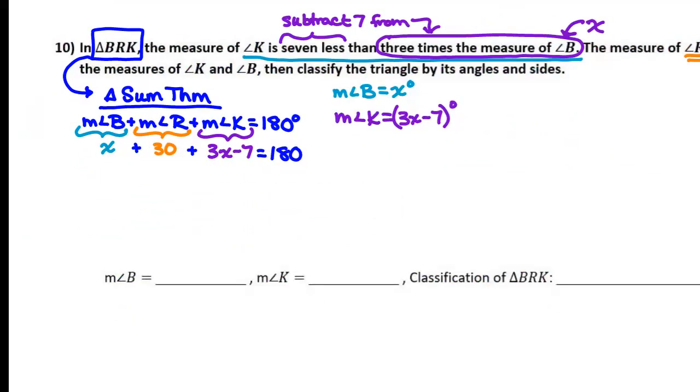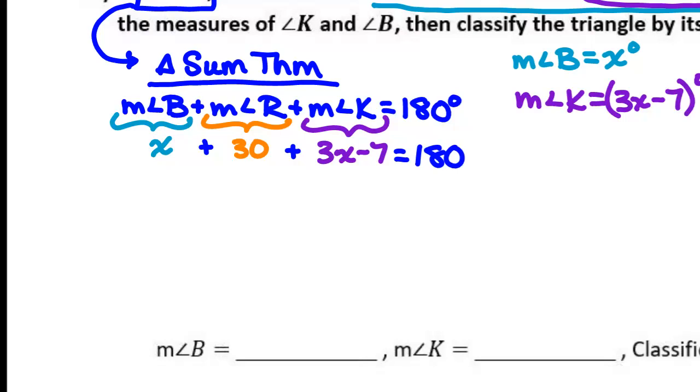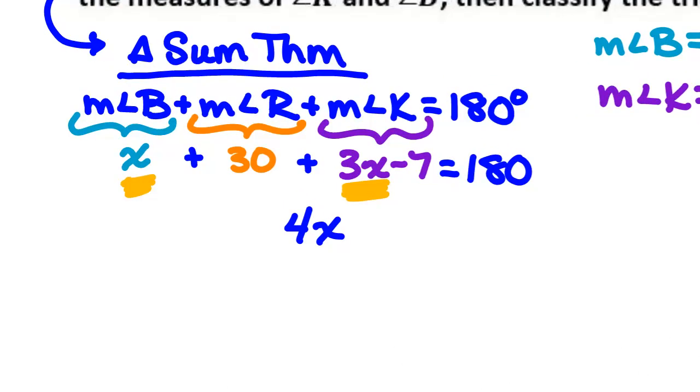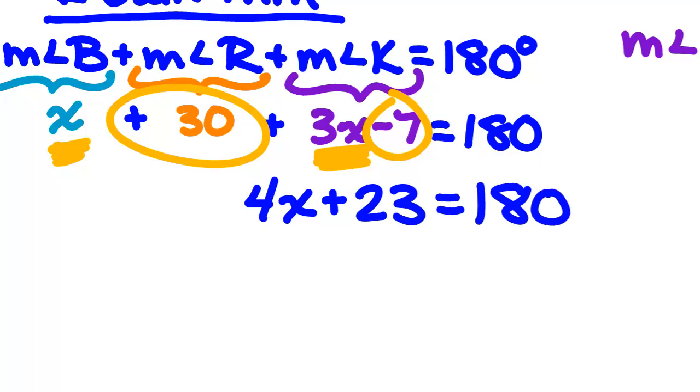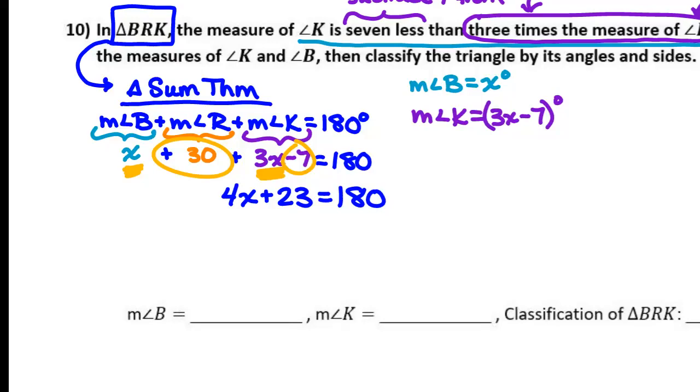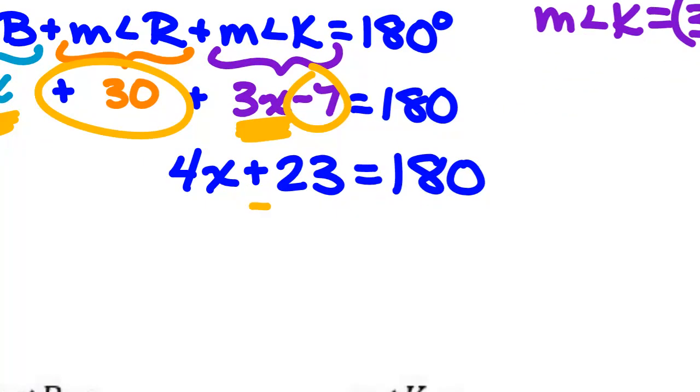All right, so I have expressions representing all 3 of my angles. I'm going to combine my like terms together. What like terms do I have? I have X and 3X. What do I get when I combine the X and the 3X together? I get 4X. Any other like terms that I should be combining? 30 and minus 7. What is 30 minus 7? 23. So 4X plus 23 equals 180. To solve this for X, I need to subtract 23 from both sides.